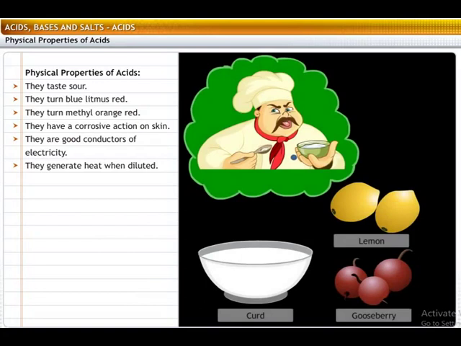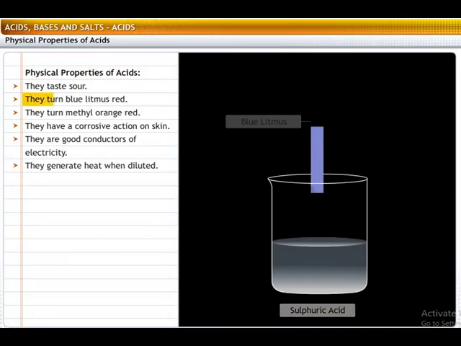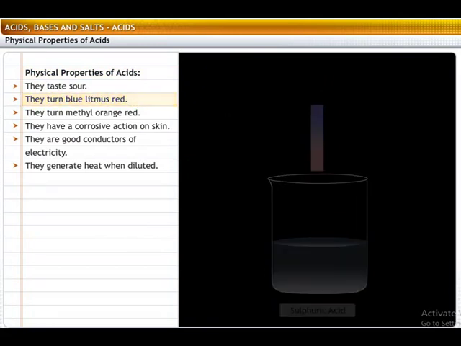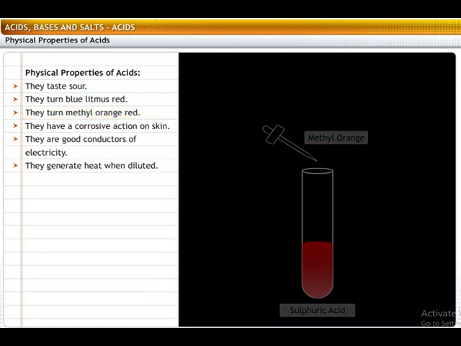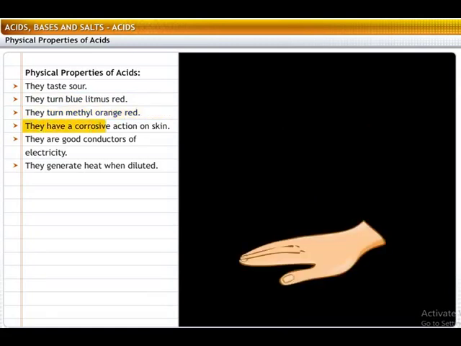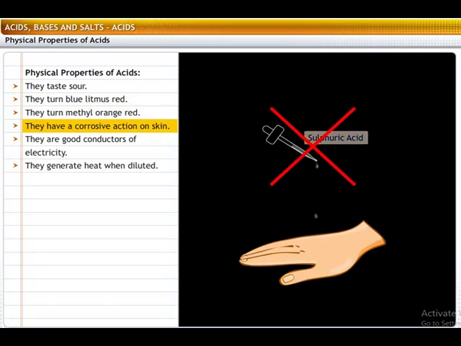We already know that acids taste sour. Acids also have other physical properties. Acids turn blue litmus red. They also turn methyl orange red. Acids have a corrosive action on the skin. Sulfuric acid stains the skin black. Nitric acid stains the skin yellow. And hydrochloric acid leaves an amber stain on the skin.